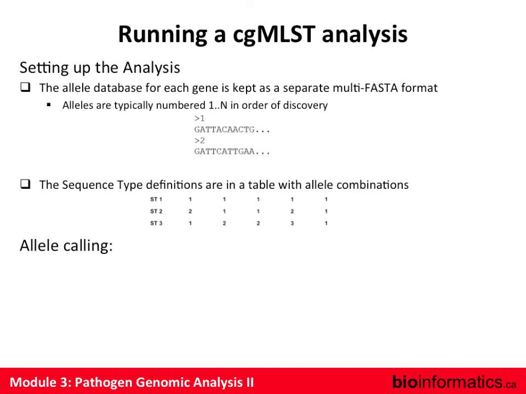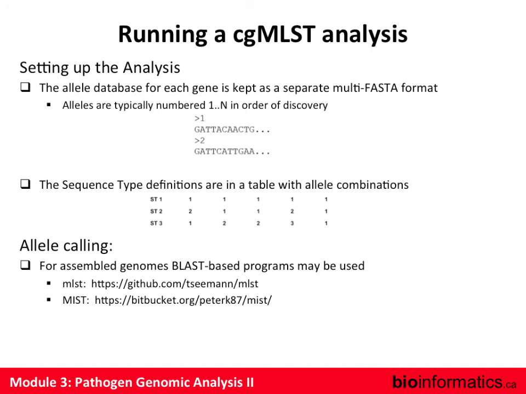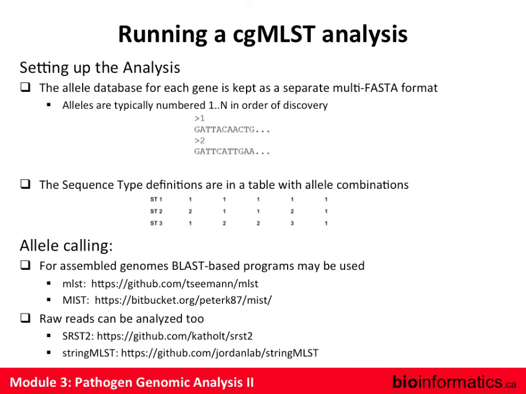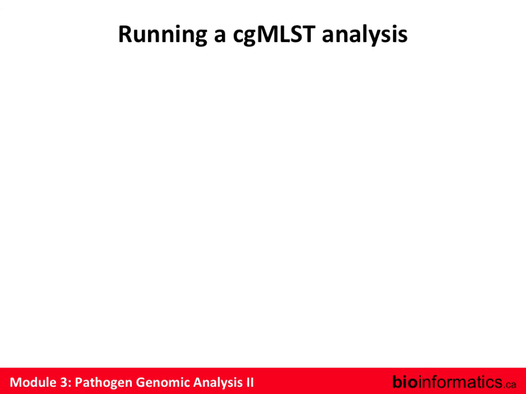One approach is to do it using an assembly. If you have assembled genomes, there are programs; here we talk about this MLST program that one of our colleagues in Australia has developed. We have developed one called MIST, and it just looks for the genes and then tells you what the allele is. You can also do it on raw reads. There are programs that do this. I don't know if there's a preference, quite frankly. I think that calling alleles from raw reads is a bit more noisy, but it's also a bit more sensitive. You can pick up stuff that you might not be able to pick up on assemblies. But that's as far as I'll go there.